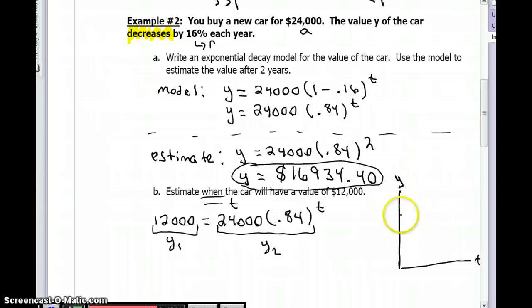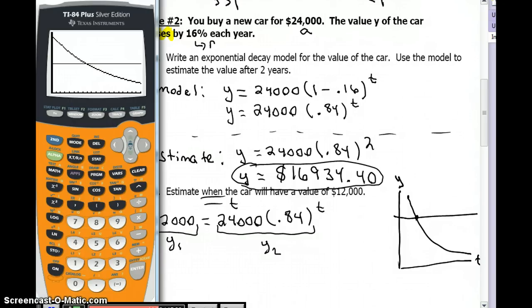When I sketch this, it's just a rough sketch. That's my line where 12,000 is, and then I'm going to draw the curve coming down, something like that. You don't have to get real detailed. The intersection right here is what we're looking for, and we're actually just interested in the x value, which becomes the t value. So let me get my calculator here.